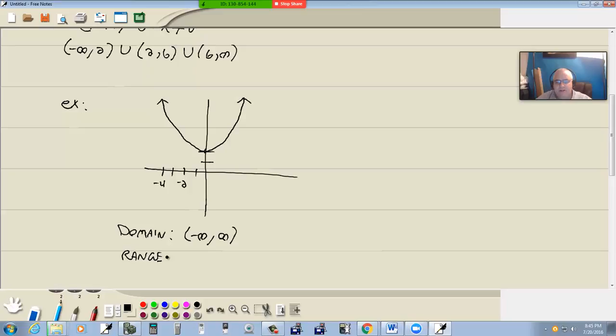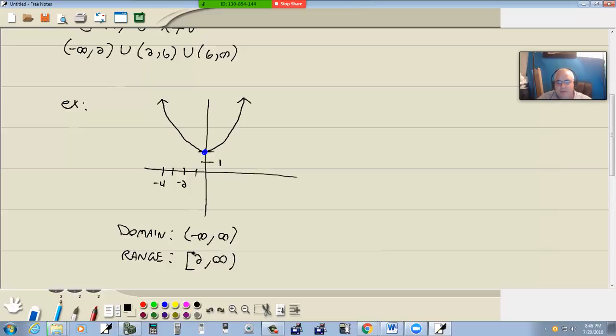Now for our range. If I come down here to y is equal to 1, if I go left or right, I don't find my graph anywhere. It doesn't go down that far. It doesn't exist there. Actually, our lowest point on our graph is right here, which would be 2. So this is going to go from 2, and then it goes up forever. So it goes +infinity. Now the 2 will have a bracket on it.